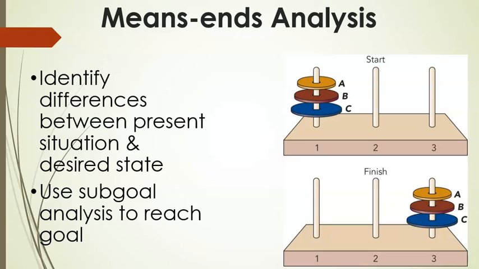So how do we solve this problem? What we can do is use a means-end analysis. This identifies the differences between the present situation and the desired state, and then it uses a sub-goal analysis to reach the goal. So in other words, it's a methodical way of telling you how to solve it, giving you tips and tricks on how to solve this.